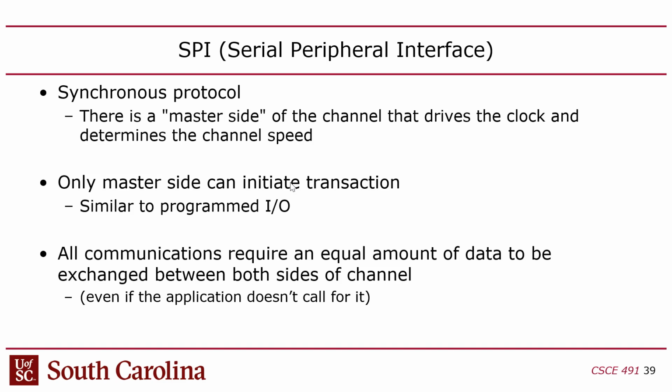So the master sends out the clock, the slave select, which turns the channel on, and the outgoing bit, the MOSI, master out, slave in, which is the signal that goes from the master to slave. And the slave just has one output signal called MISO, which is the master in, slave out, which comes back to the master. So there's 4 total wires.